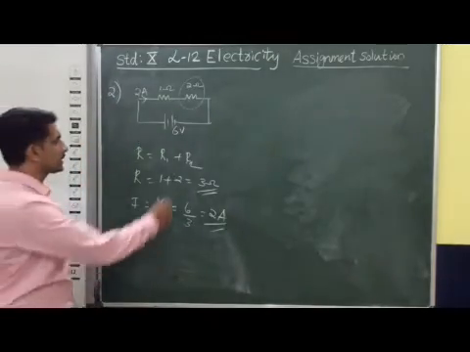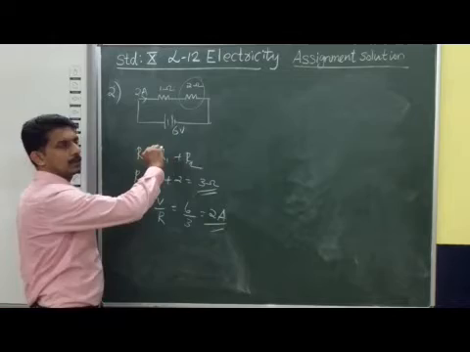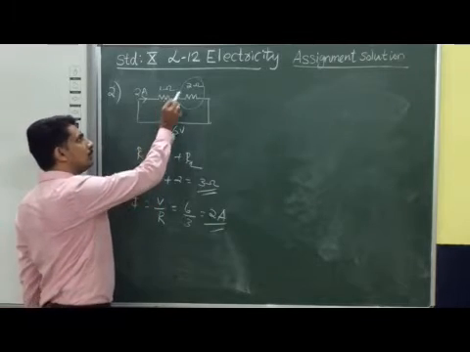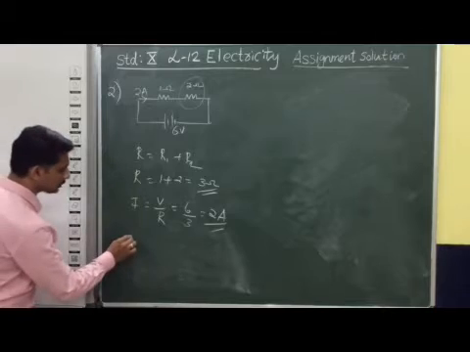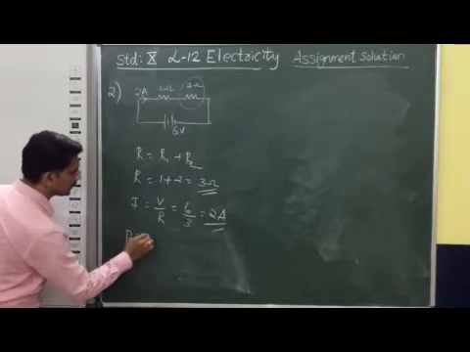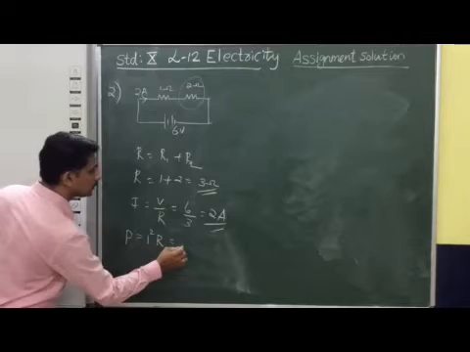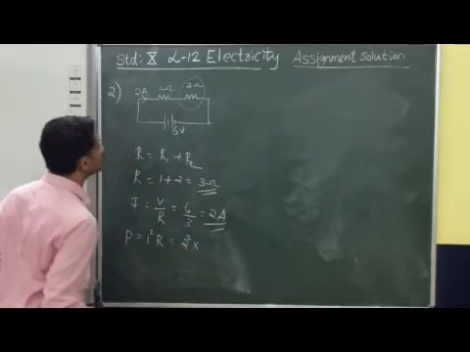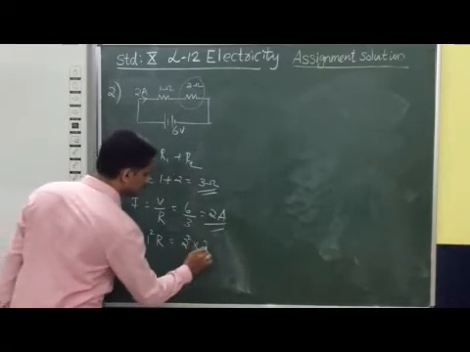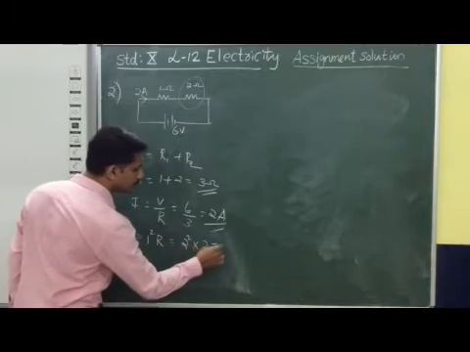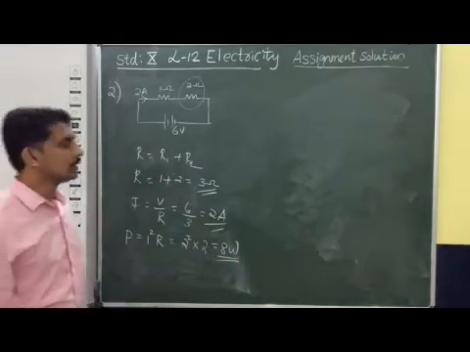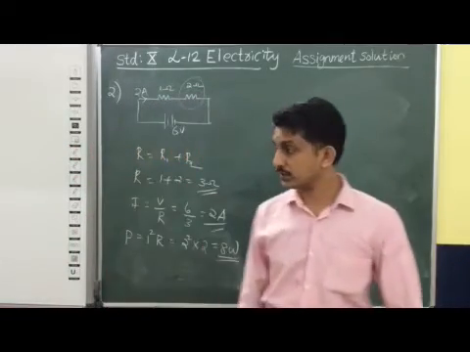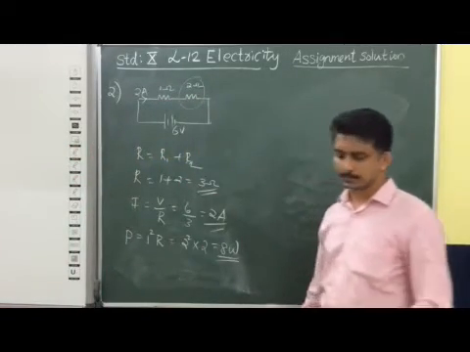So the current passing in the circuit remains the same. The current passing through the 1 ohm or the 2 ohm resistor is 2 ampere. If you know the current, we can calculate the power. P is equal to I squared R, so that means 2 squared into R, that means 2 ohm. So the answer is 4 into 2, that means 8 watt power is consumed by this resistor in the first case when they are connected in series.